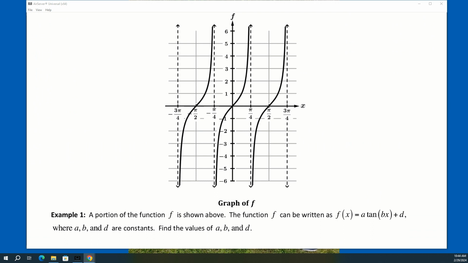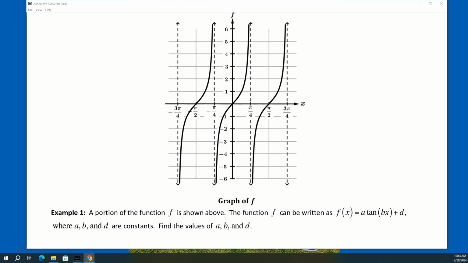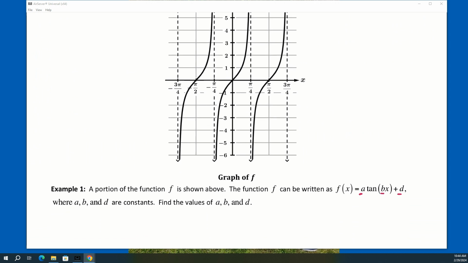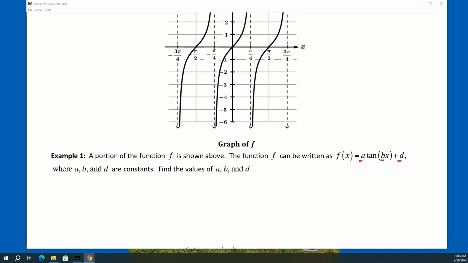So we start off kind of with a tough one. The part of this that's tough is finding A, and I really racked my brain trying to find a good way to find A, and this is the only thing I could come up with. So for example 1, we have a portion of F, which is going to be 3 periods of this tangent graph, and so we're going to figure out what A, B, and D are. So let's start with B. Try to remember that the period of a tangent is going to be the distance between vertical asymptotes.